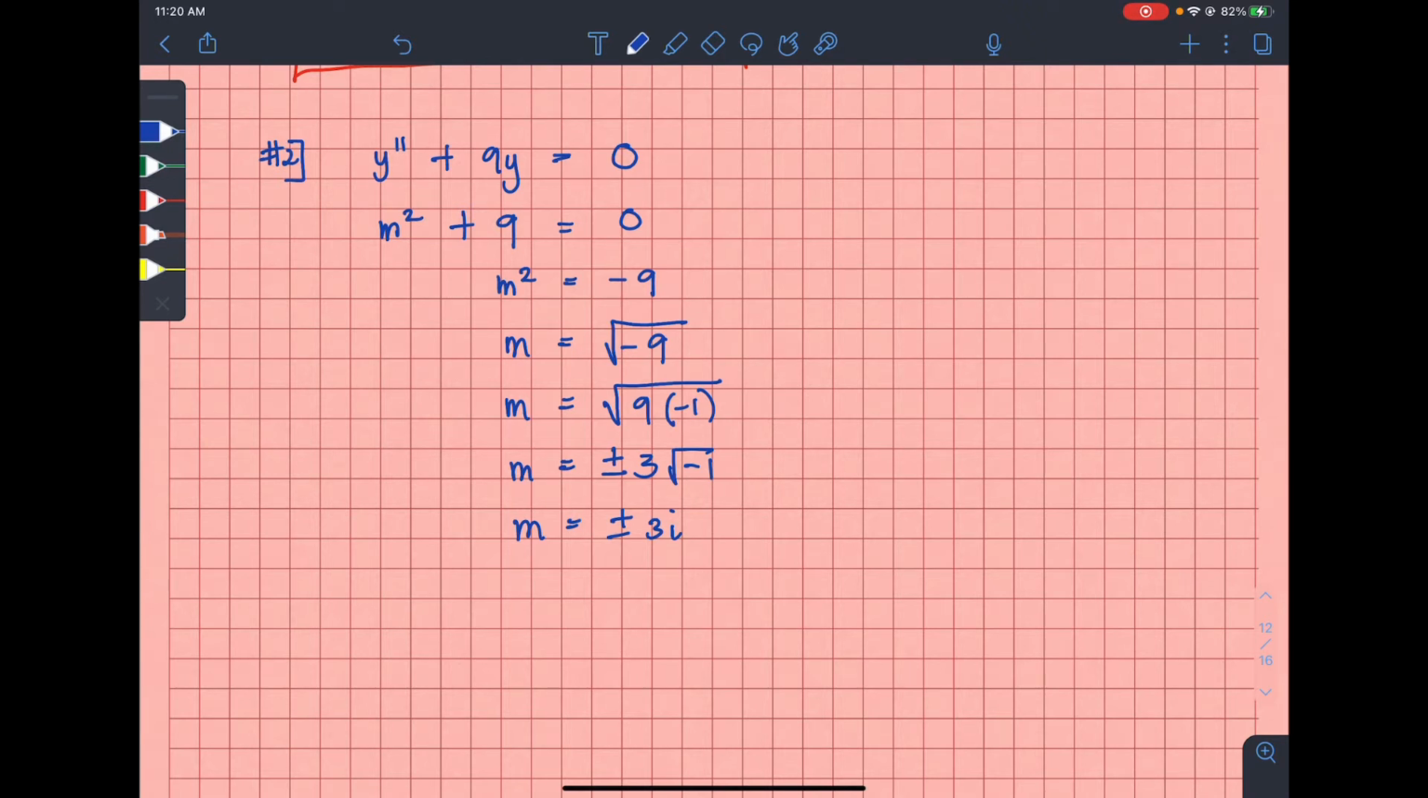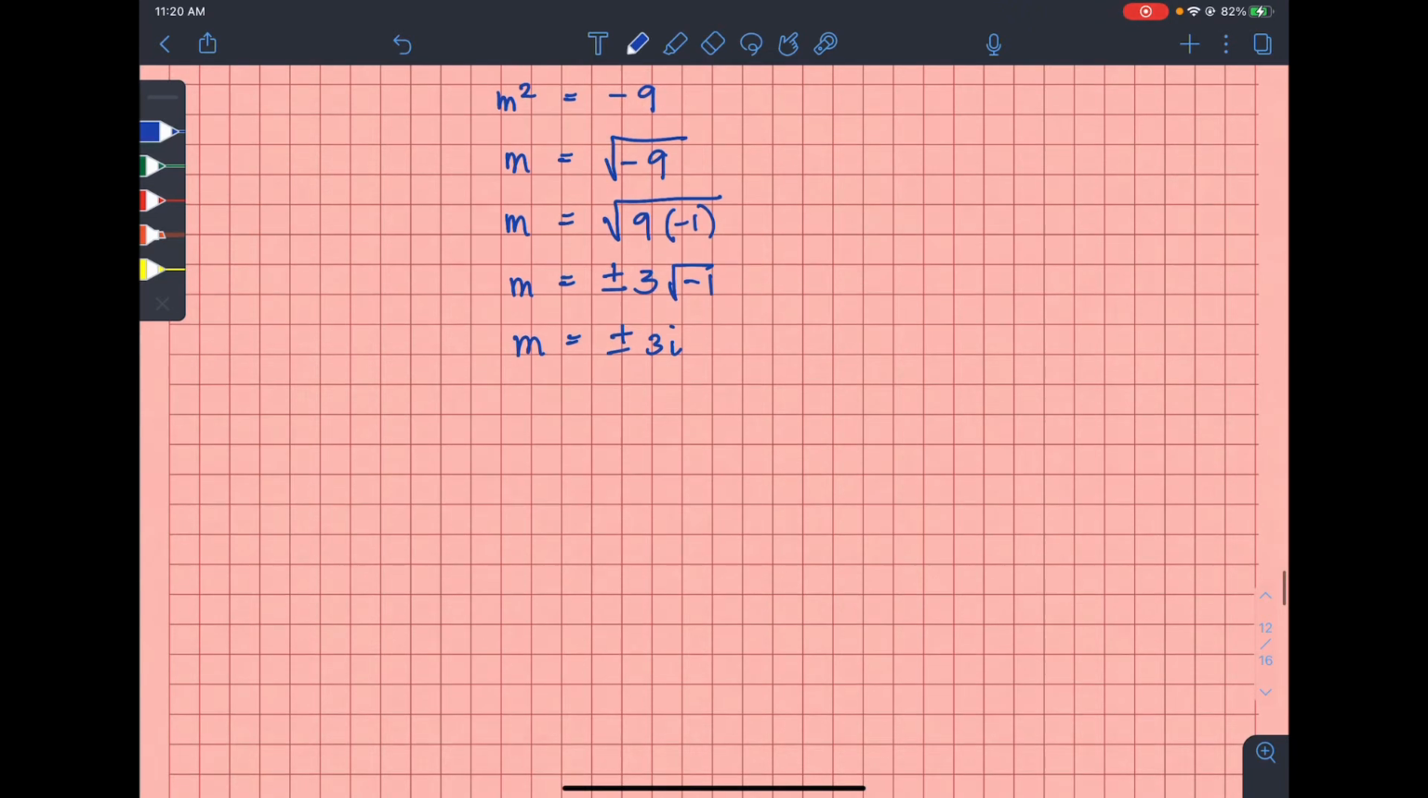So this is still a complex number. Since it involves an imaginary number, this one falls under case 3, that is complex roots. But the difference with this one is that for our alpha and our beta, alpha is actually 0 and beta is positive 3. So remember, it does not have a real part. It only has an imaginary part, which is the 3i, so the real part will be 0.